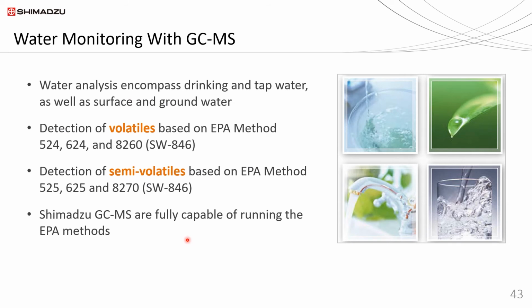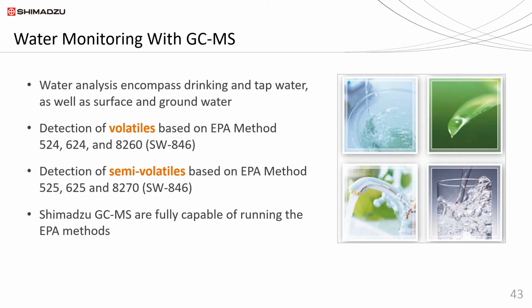When it comes to water monitoring science, water analysis is usually performed to ensure minimal presence of volatile organic compounds. There are several EPA methods that are dedicated to these different types of water. In general, the procedures to analyze volatiles in water are provided in EPA methods 524, 624, and 8260. On the other hand, methods 525, 625, and 8270 analyze semi-volatile compounds.